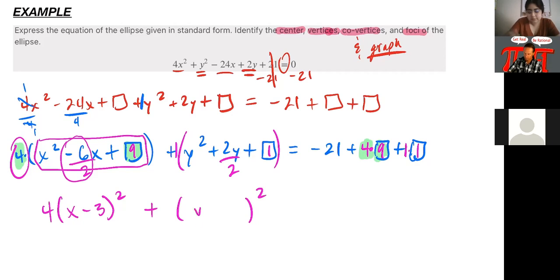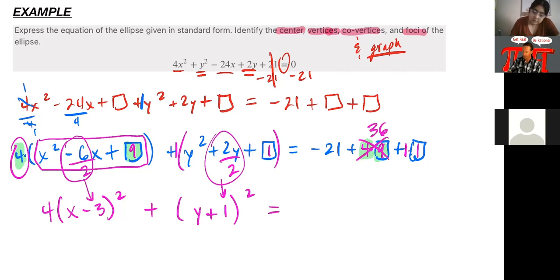Y plus 1 squared. Thank you for showing up, Richard. I have another person talking to me. I appreciate it. Remember, it's always going to be half of that including its sign. And all we got to do is clean up the other side, which, remember, this now became a 36. And this is still a 1. So what is 37 less 21?